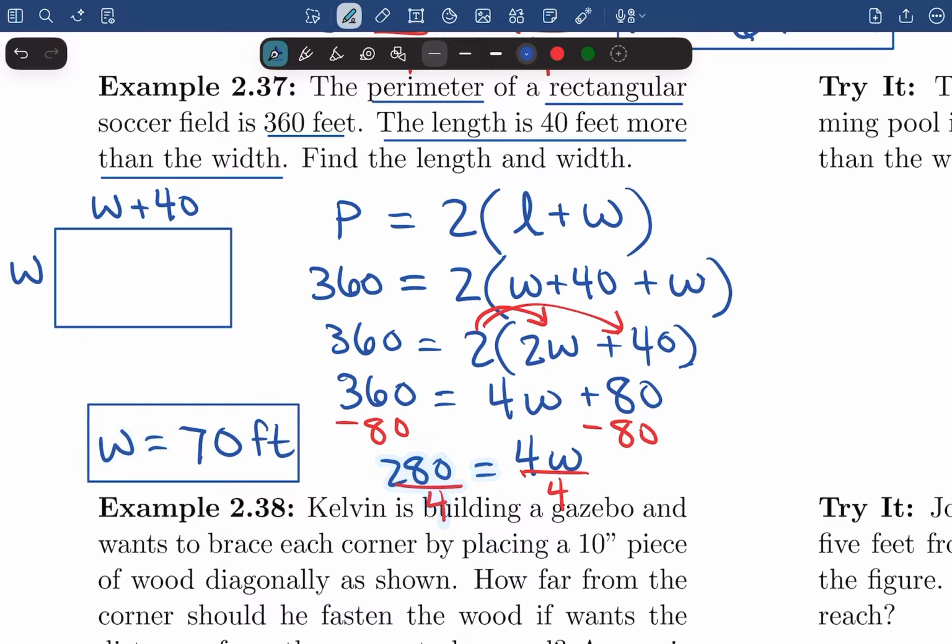So now that we know the width, W, we can find the length by inputting it for the width here. Okay, so the length will equal the width, which we now know is 70, plus 40, which is 110 feet. Okay, so there we have found the length.